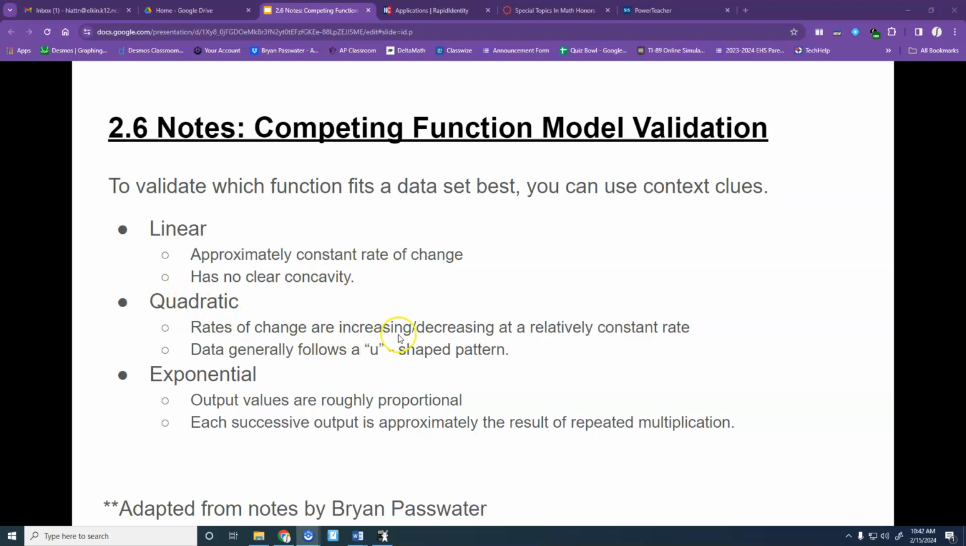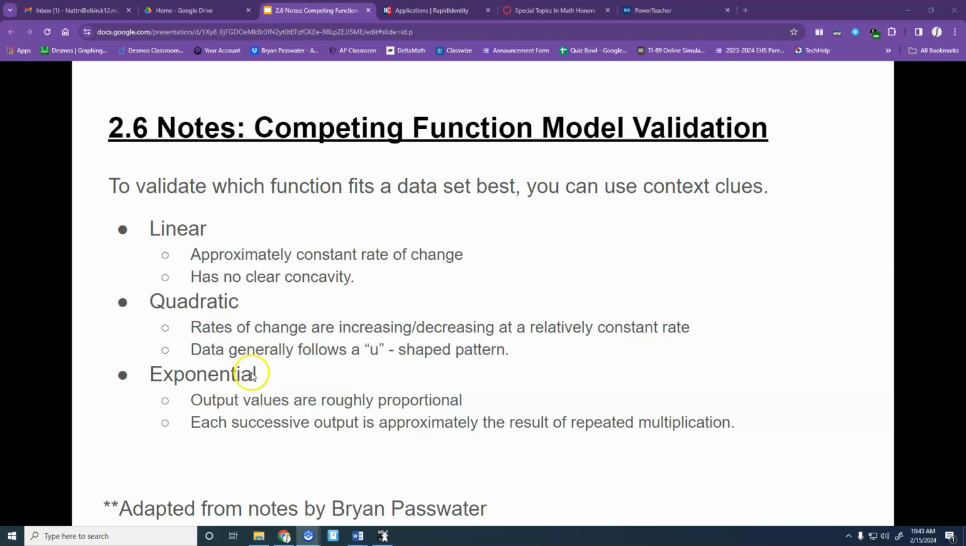Quadratics are going to have an increasing or decreasing rate of change. So you'll see that maybe you go up by 4, and then you go up by 8, and then you go up by 12, right? And it's going to have a U-shaped pattern. So if you see anything that might have a maximum or a minimum, a lot of times quadratic's going to work well for that.